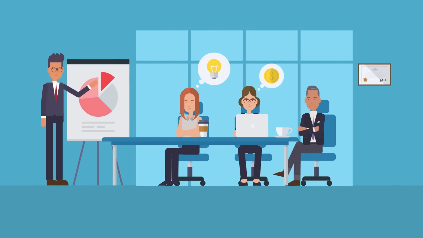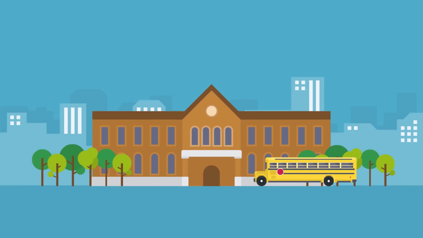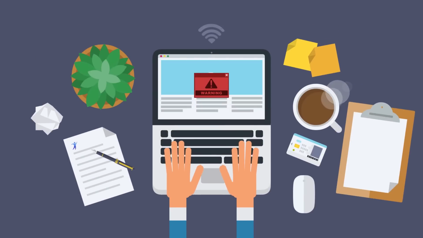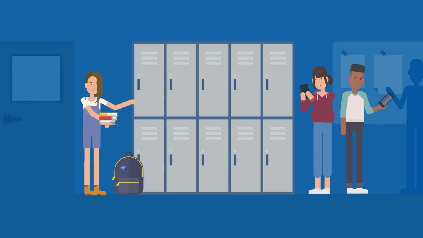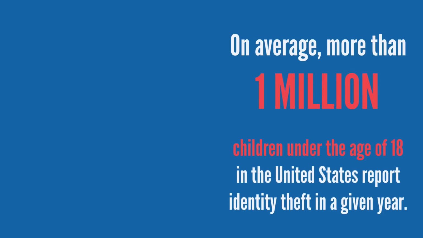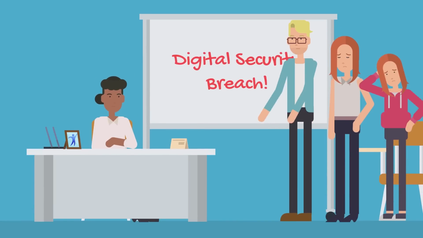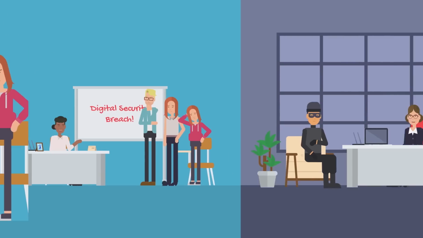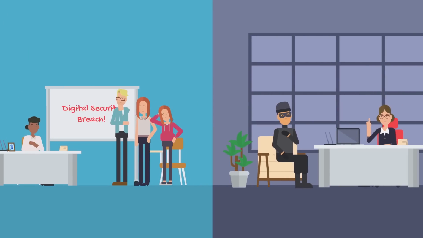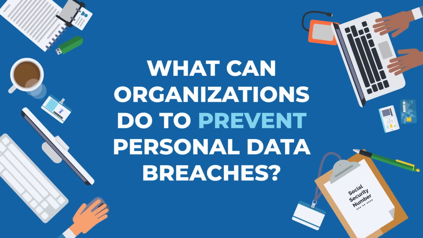Every type of organization, businesses, clinics, and even schools has PII that needs to be protected. Security breaches that involve this information put anyone's confidentiality in jeopardy and are becoming more common, especially among children. On average, more than 1 million children under the age of 18 in the United States report identity theft in a given year. When a school's information is breached, it can take years for a family to notice their child's information has been compromised.